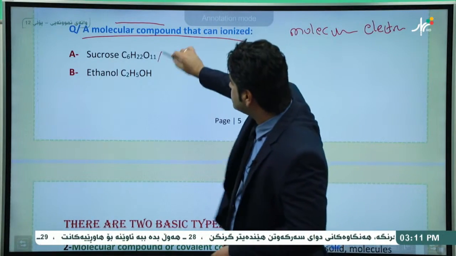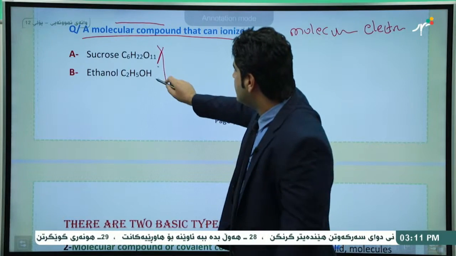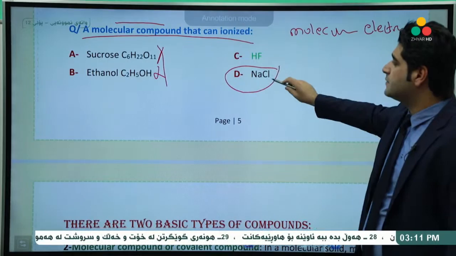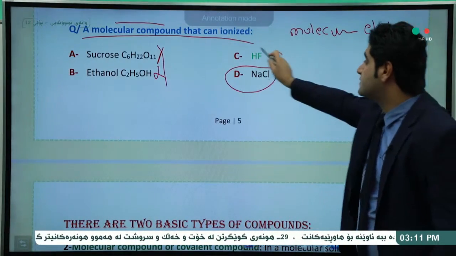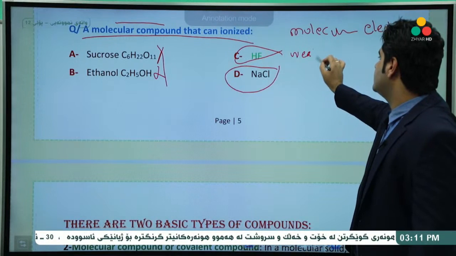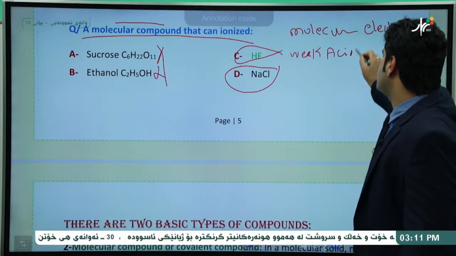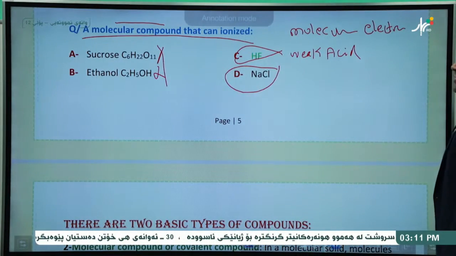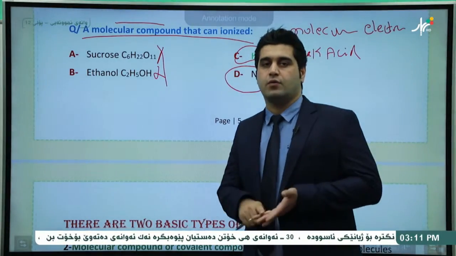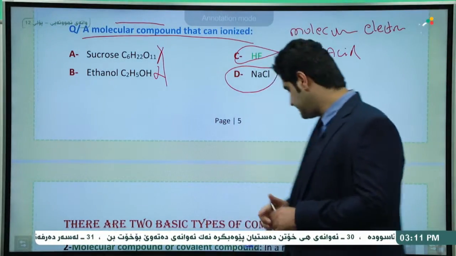Look, this is sucrose, it's sugar, no. This is alcohol, no. NaCl, right, this is electrolyte, but it's not molecular, this is ionic. So the right answer is HF. HF is weak acid. That's why a molecular compound that can ionize should be strong acid or weak base.